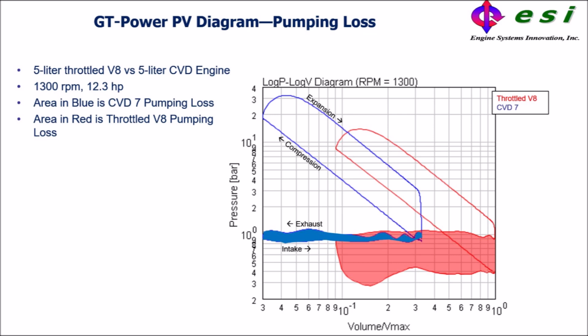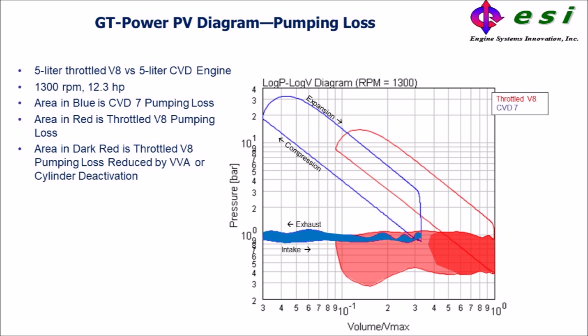The CVD virtually eliminates this loss, as we can see by the blue area being smaller than the red area. Variable valve timing can be used to mitigate this to some degree, as seen by the darker red area being smaller than the light red area. Many engineers think of the pumping loss as the major loss caused by the throttle. While it is significant, it is far smaller than the loss caused by the reduction of pressure before combustion, which we will see in a minute.